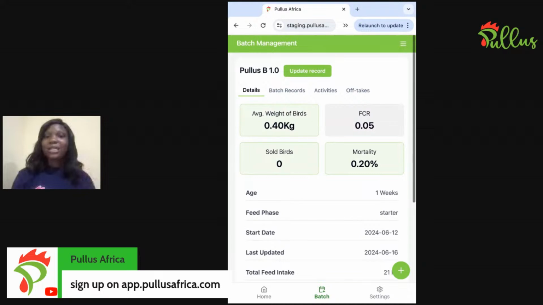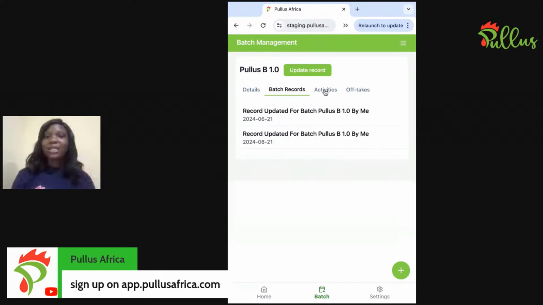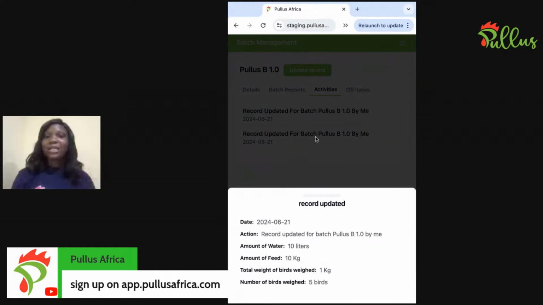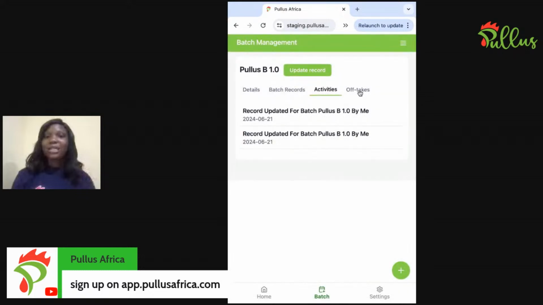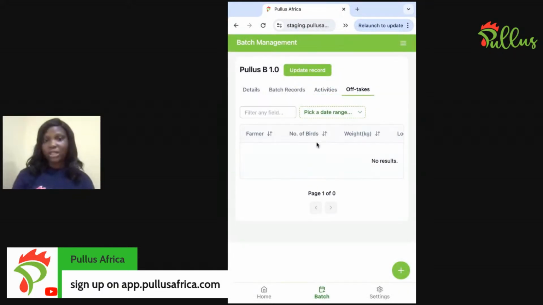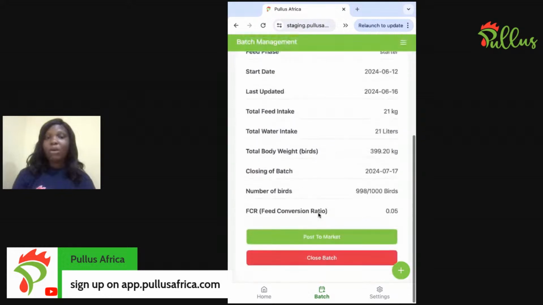Okay. Now, if you go on batch records, you can see all the records, all the things that you have been inputting, all the activities, all the records that you have inputted on the app, right? If it comes to activities, you can see the things that you have done on the app. You can see all the records that you updated. We don't have any updates because the birds are not ready. But I'll just give you a snippet of what it looks like.